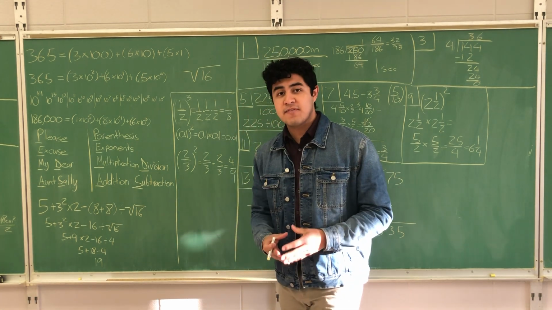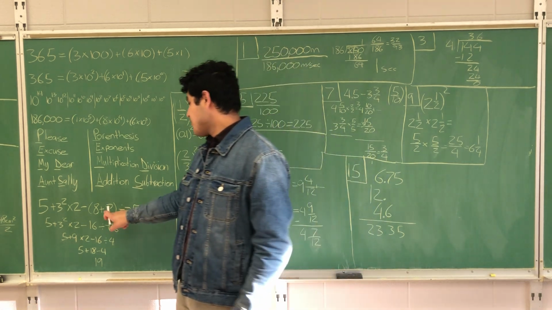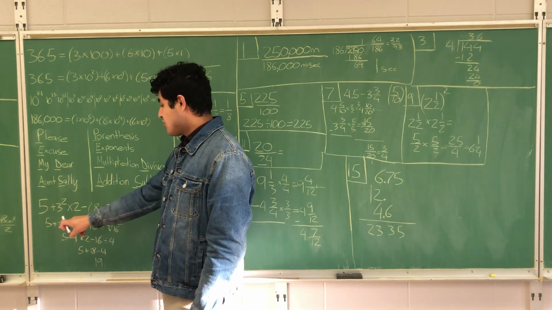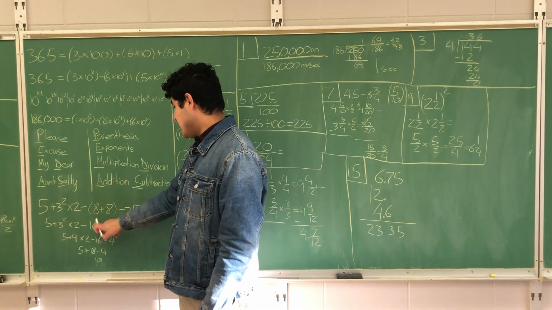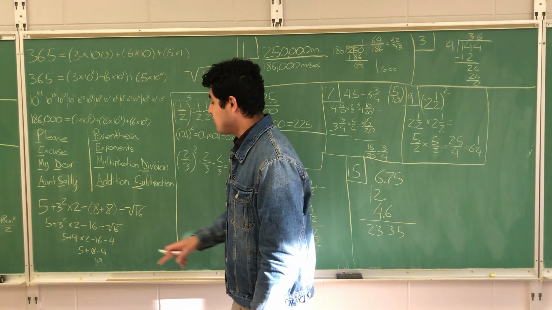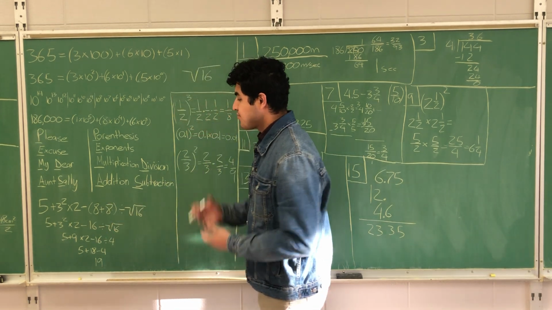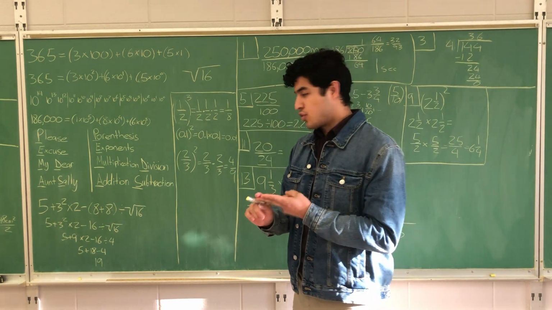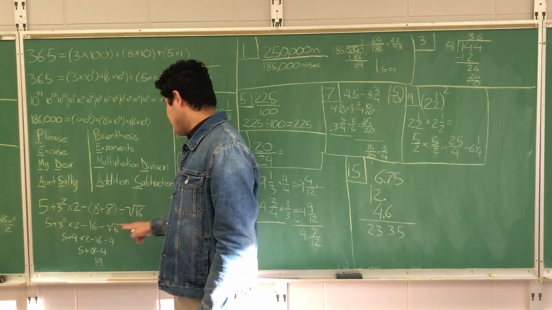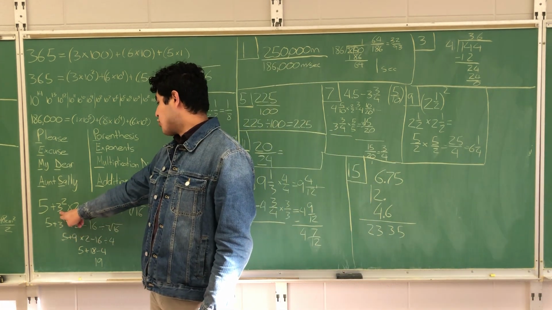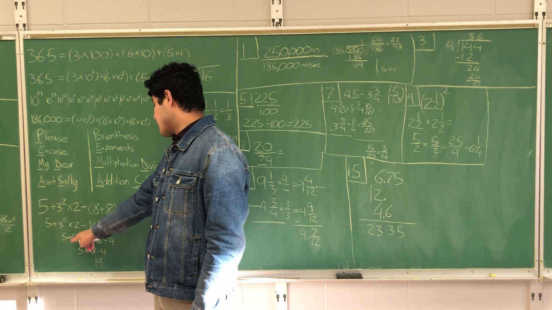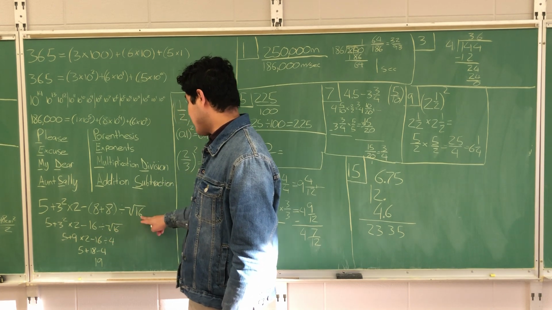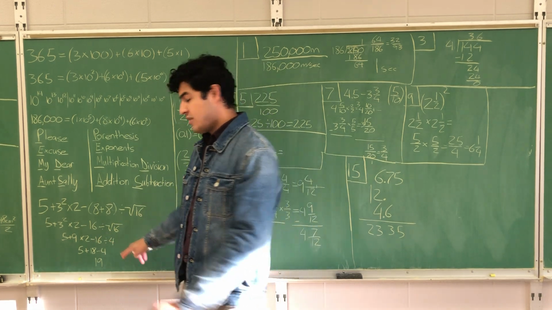Okay, so the first thing we need to simplify are the numbers within parentheses. So I have 8 plus 8, which gives me 16. So now my problem is 5 plus 3 squared times 2 minus 16, okay, because we simplified the numbers within parentheses, divided by the square root of 16. Our next step is to simplify the squares and roots, okay? So I need to solve this and this, so that's my next step. So 3 squared is 9, because 3 times 3 is 9, okay? So now I have 5 plus 9 times 2 minus 16 divided by 4, okay? So I solve the square root of 16 is 4.